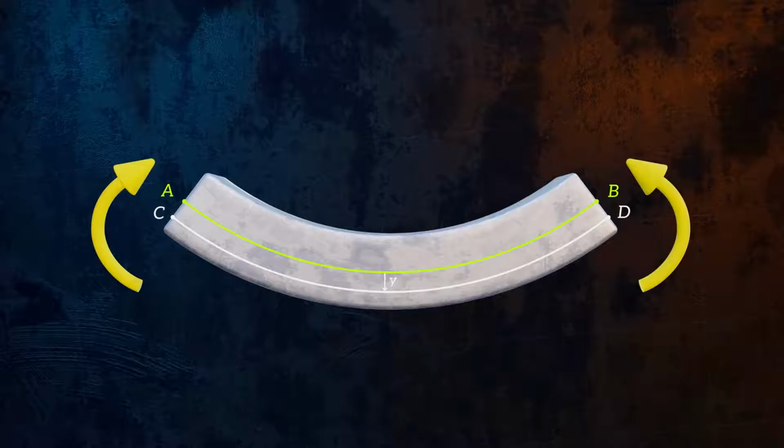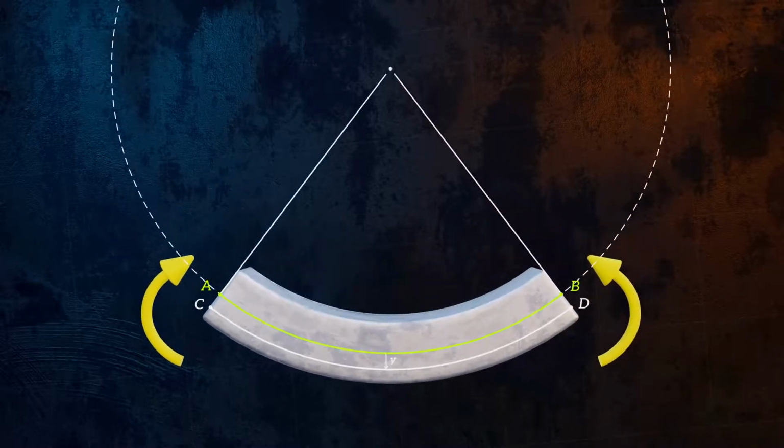Since this is a case of pure bending, we can see that the fibers bend into a perfectly circular arc. We'll call the center of the circle O. Before any deformation, the fibers are all the same length. After the deformation, the length of the neutral axis has stayed the same, but the length of the fiber between points C and D has increased.